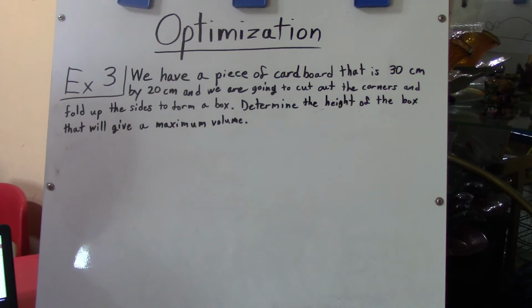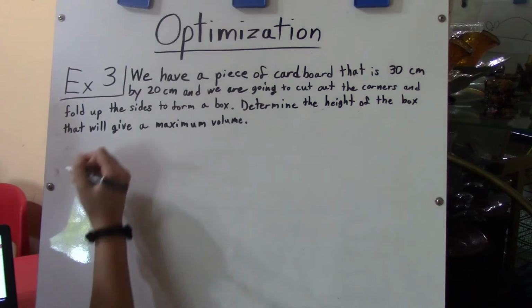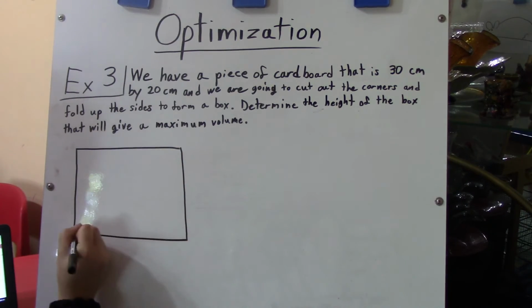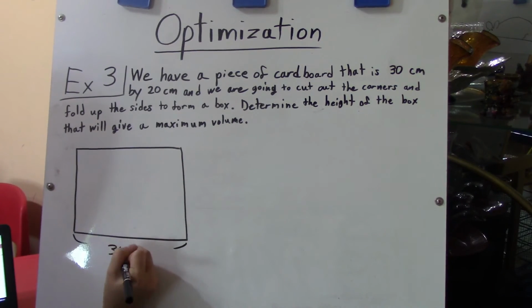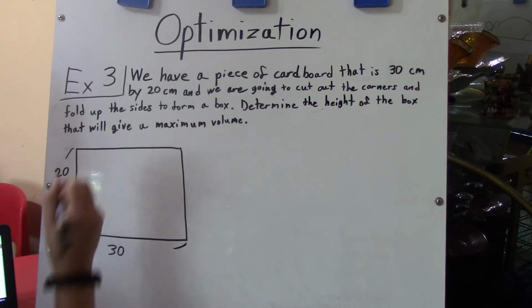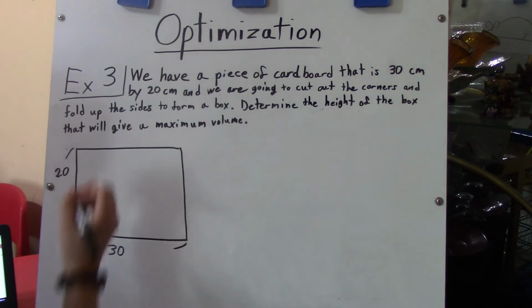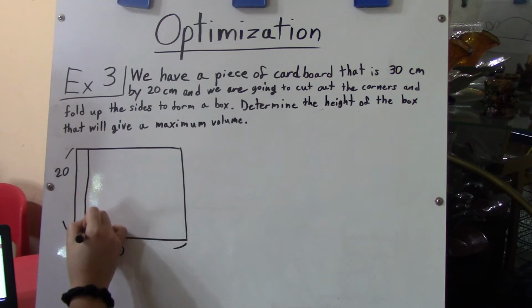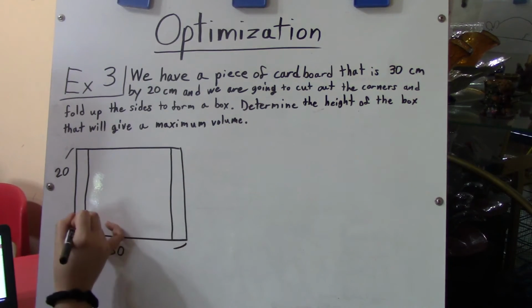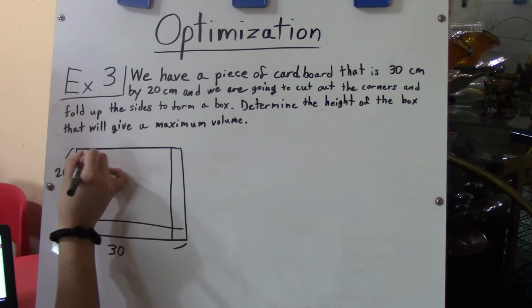Example 3. We have a piece of cardboard that is 30 centimeters by 20 centimeters, and we are going to cut out the corners and fold up the sides to form a box. Determine the height of the box that will give a maximum value. First, we'll draw a diagram. Now, we have to find the corners of the cardboard and take it out.